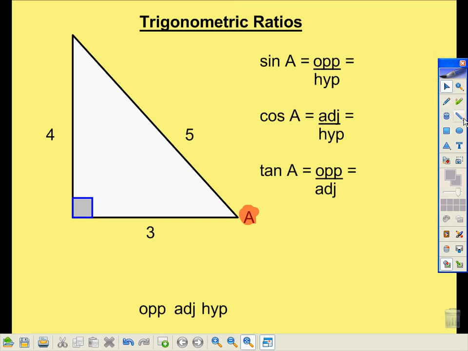From A, the key here is to identify the opposite side. In order to do that, what you do is you're standing on A. If you were to go across the triangle through the middle, the side that you run into across from the angle is going to be your opposite side. So here on this one, the example would be 4.